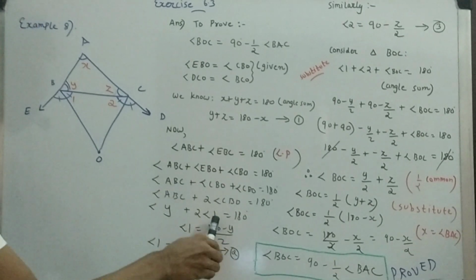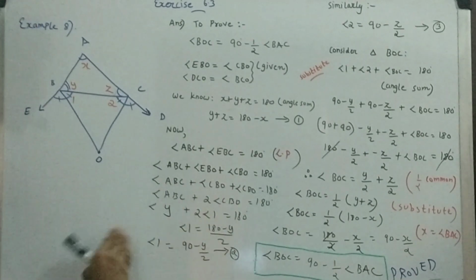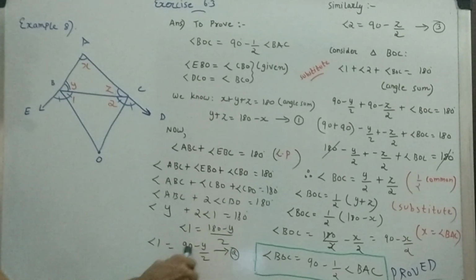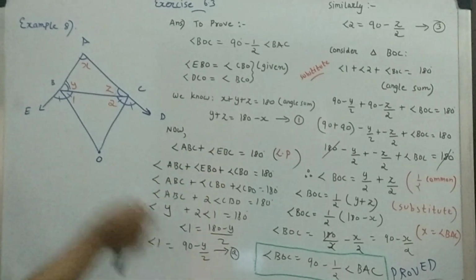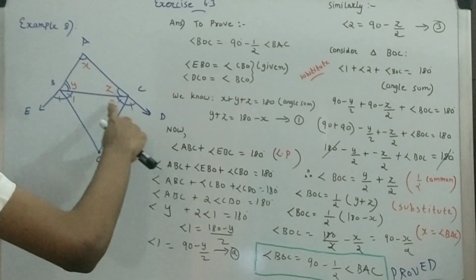Now this 2 is common to both 180 and y, so we can just split it and write. So 180 by 2 is 90 minus y by 2. So we got angle 1 is equal to 90 minus y by 2. Let us consider it as equation number 2.